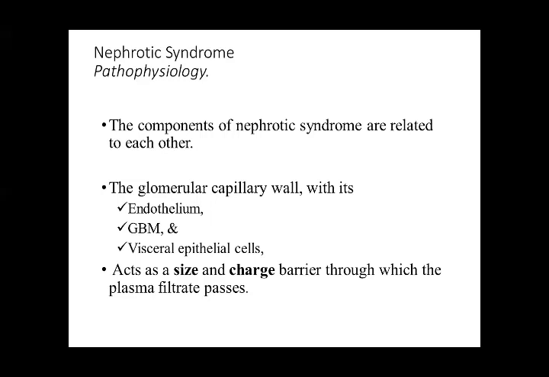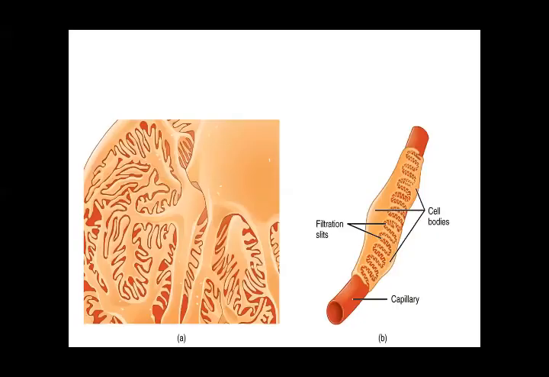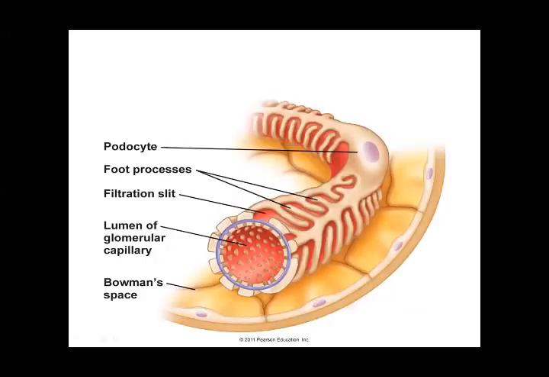The glomerular capillary wall with its endothelium, glomerular basement membrane, and visceral epithelial cells act as a charge and size barrier. I know you know it. They act as a charge and size barrier through which plasma filtrate passes. Look at this diagram. This wonderful diagram is a normal kidney diagram. And think of larger pores. Fenestra, here are fenestra.